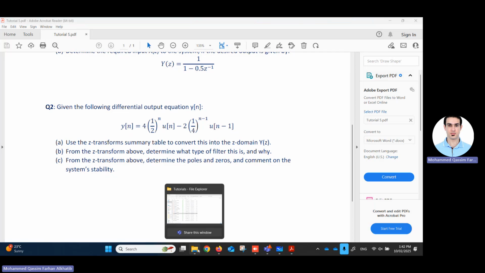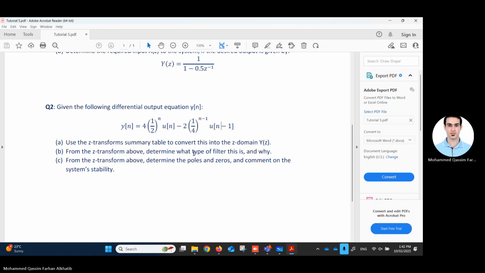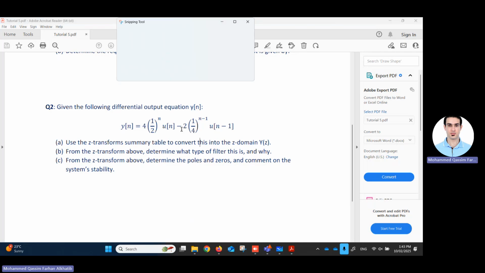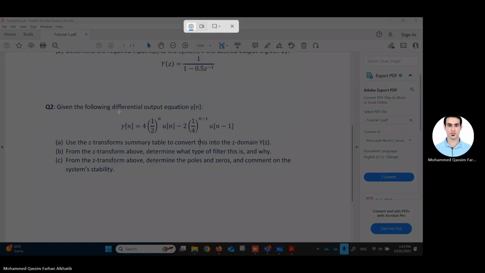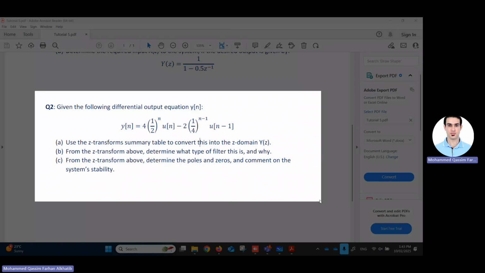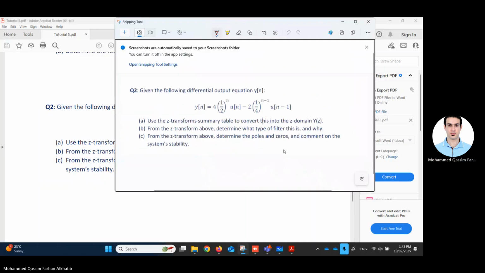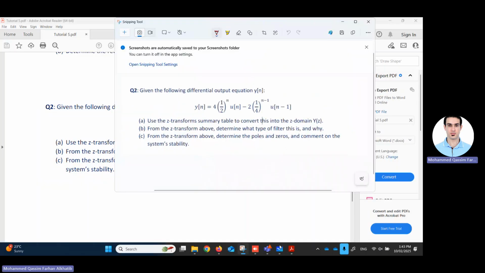So this one is 4 over 1 minus half z negative 1, for half to the power n u of n. Sorry, half z negative 1. What about this one? The part. Okay, let me take the question and do it at the whiteboard. The whole thing. Copy.